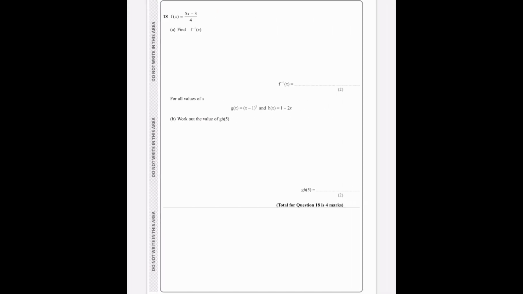Question number 18. We're given f of x and asked to find f inverse. I've swapped the x's and y's, you don't have to do that, but I've done it anyway. Make y the subject now, so multiply both sides by 4, add 3 to both sides, and divide both sides by 5. 4x plus 3 over 5 is my inverse function.